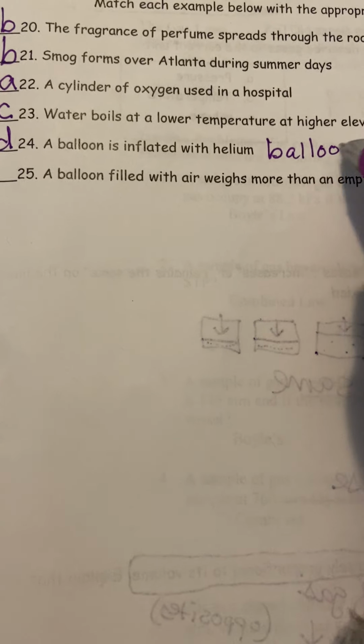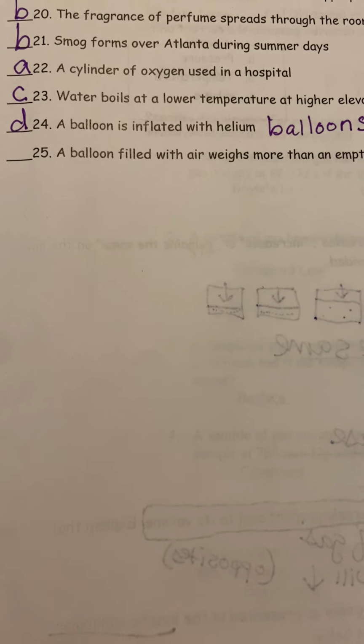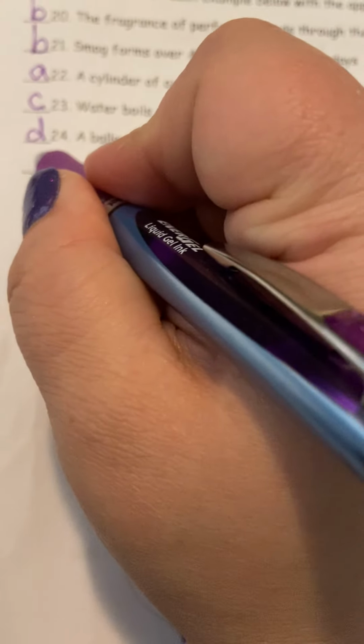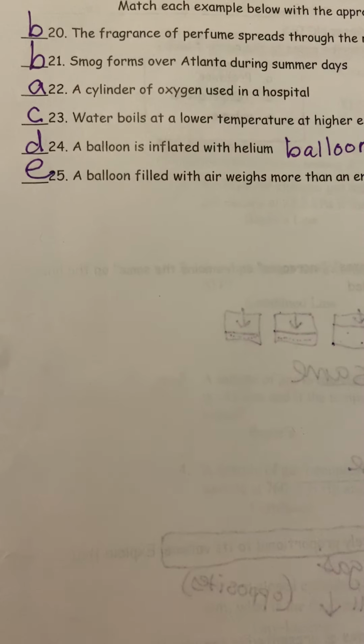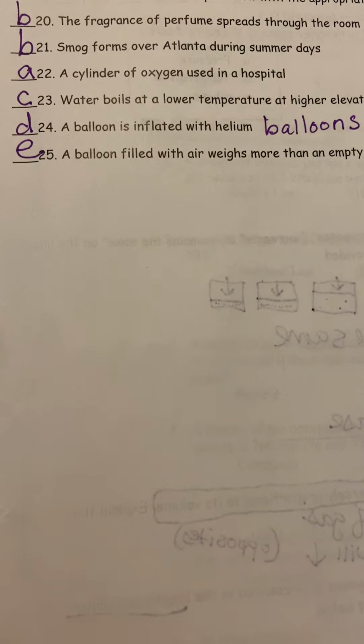A balloon, number 24, a balloon inflated with helium actually will fill the container. And we know this with what? Balloons. A balloon filled with air weighs more than an empty balloon. Has mass.